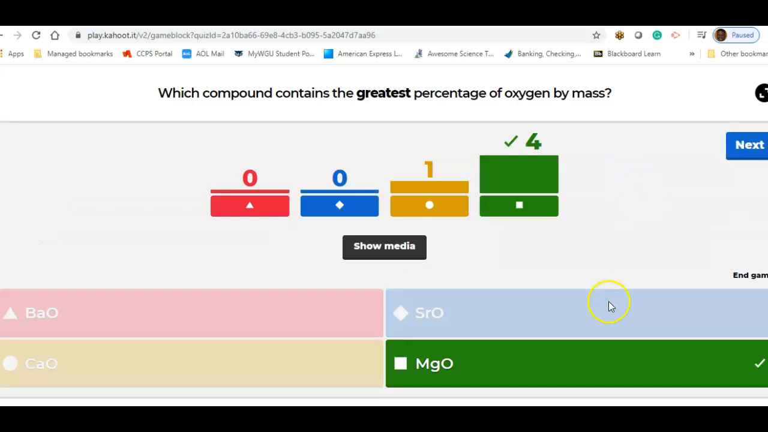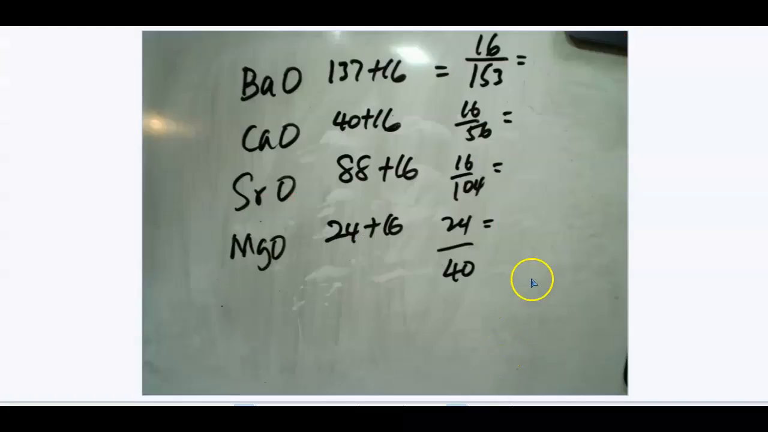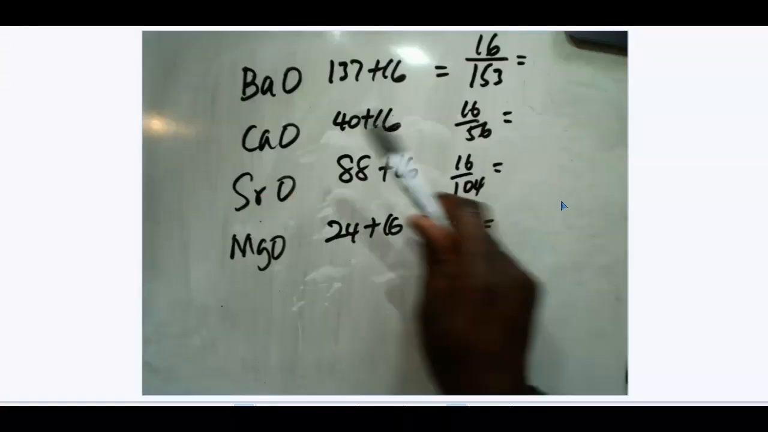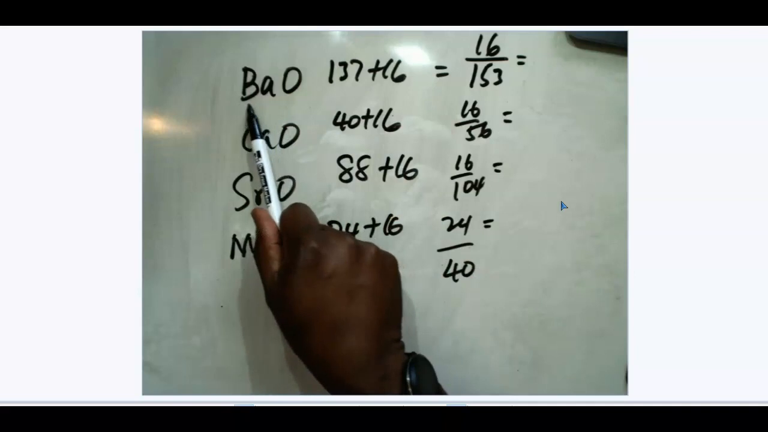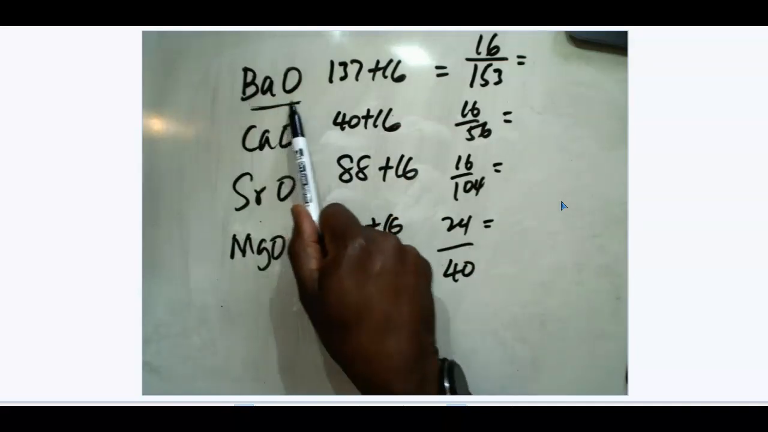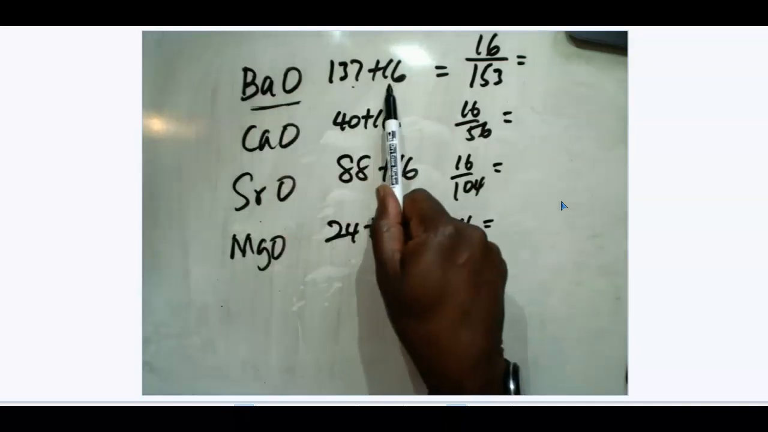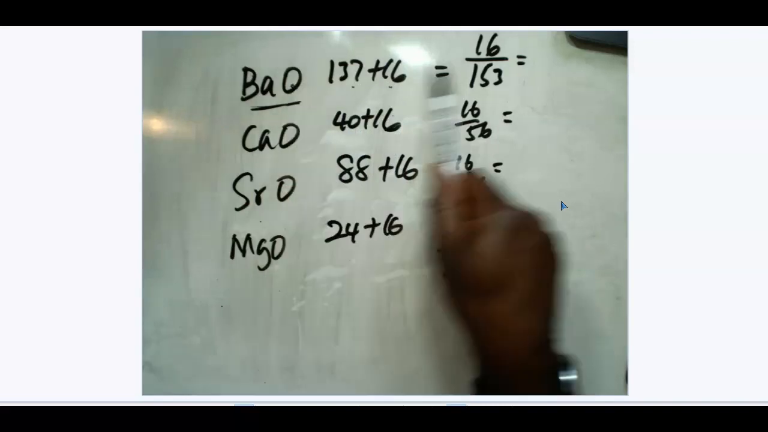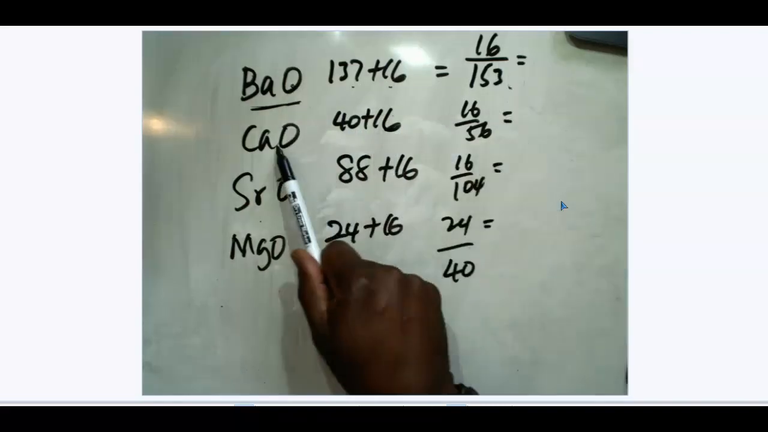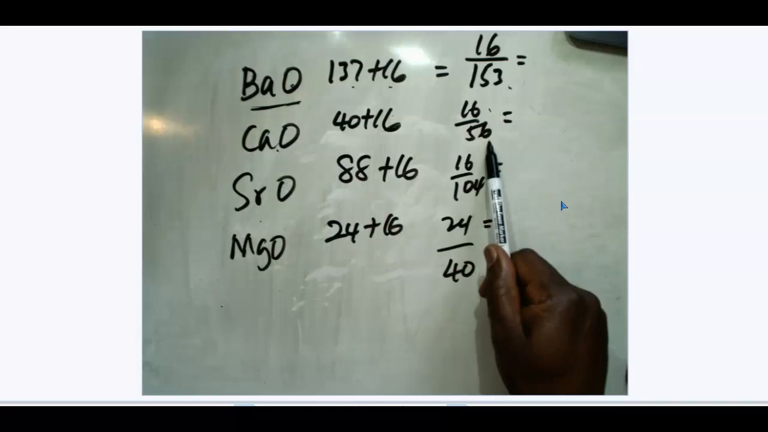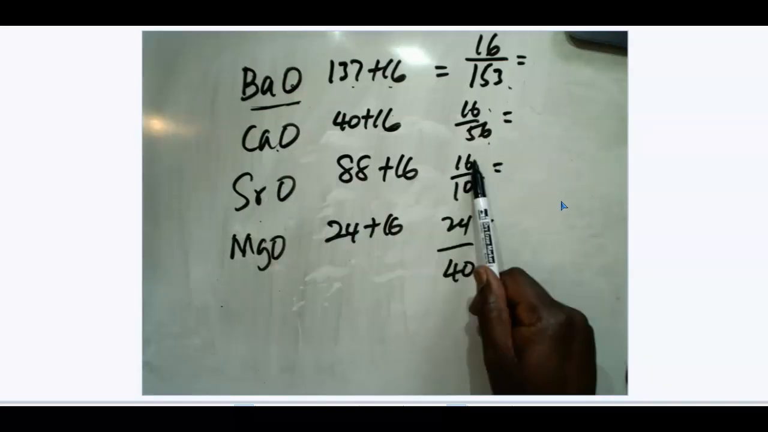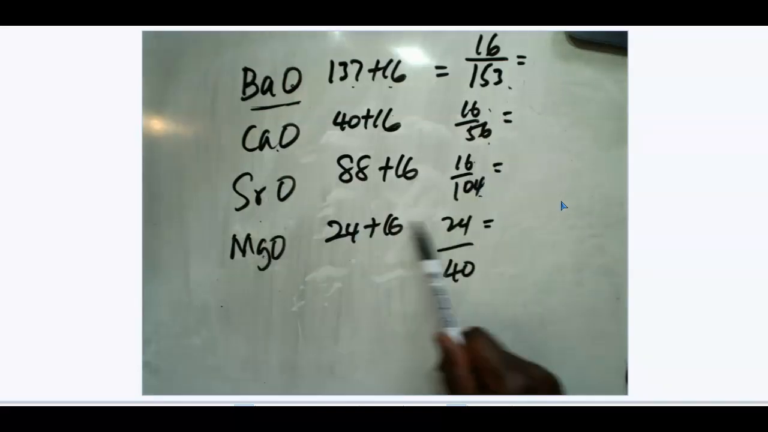Great. Magnesium has the greatest. So let me just show you what I'm trying to do. The total mass of barium oxide is 137 plus 16. So the mass of oxygen is 16 over 153. For calcium oxide is 16 over 56. For strontium oxide is 16 over 104. For magnesium oxide is 24 over 40.